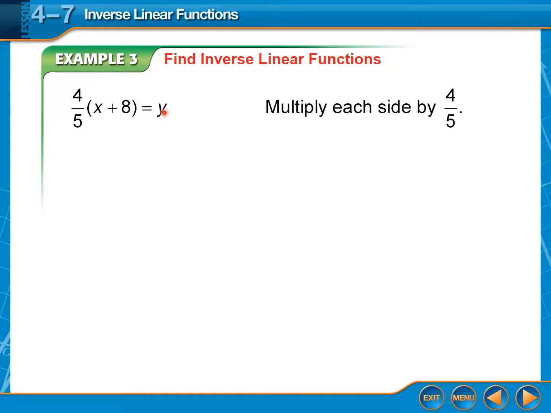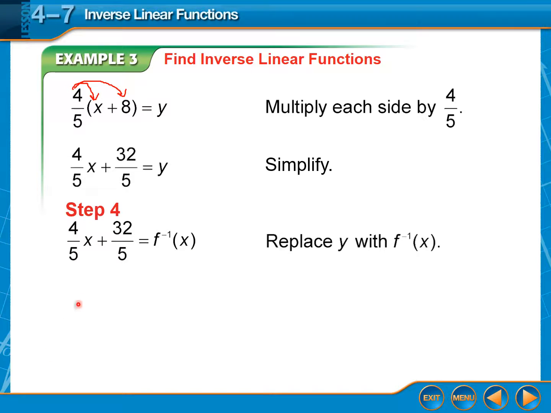And so that cancels out the fraction on the side with the y value. So the other side is 4/5 times x plus 8 equals y. What we need to do now is actually distribute. So we're multiplying x plus 8 times 4/5. So we're going to multiply 4/5 times x and 4/5 times 8. And when we do that, we get 4/5 times x plus 4 times 8 is 32 over 5. So 4 over 5x plus 32 over 5 is y.